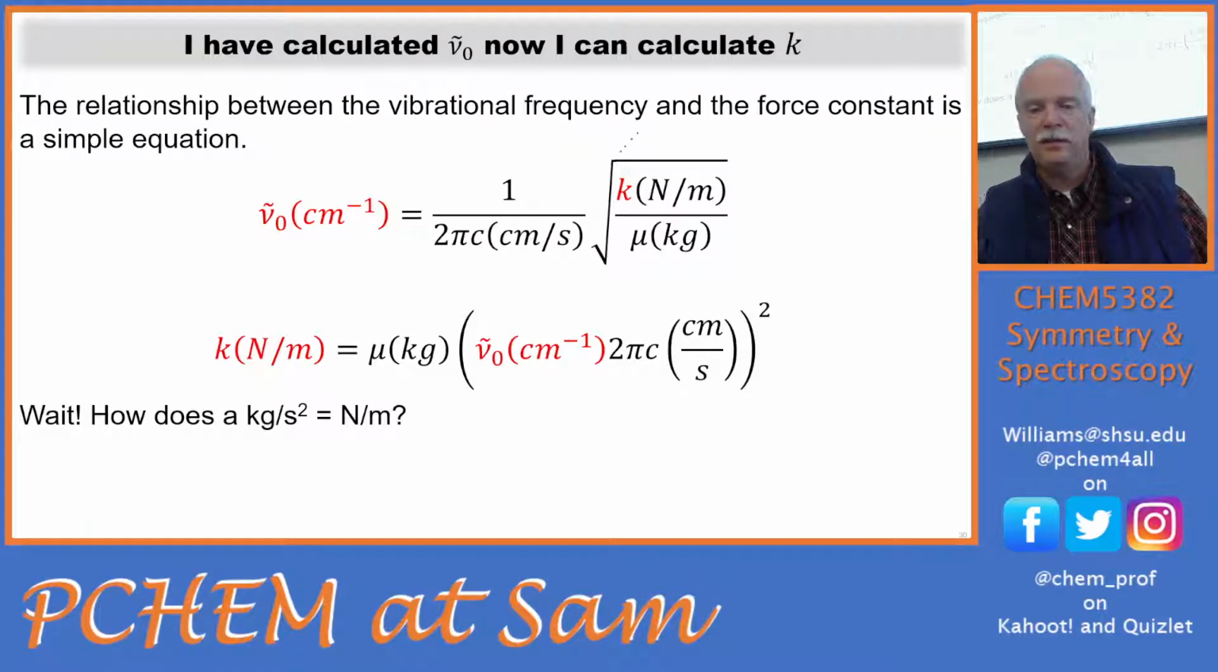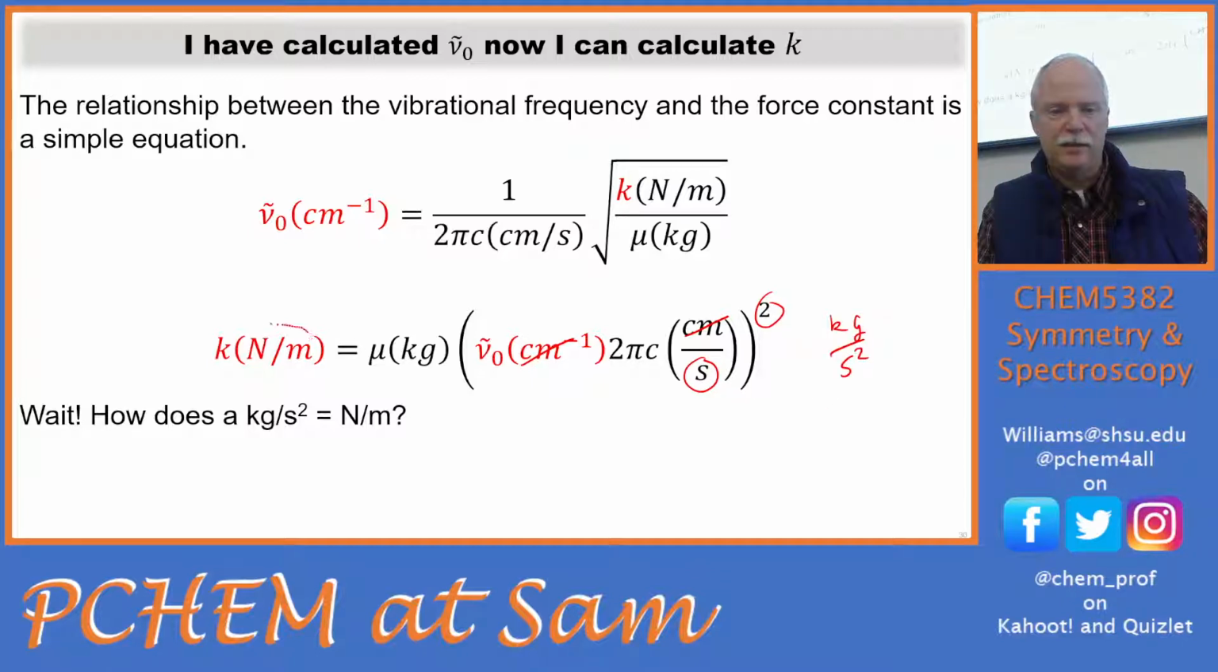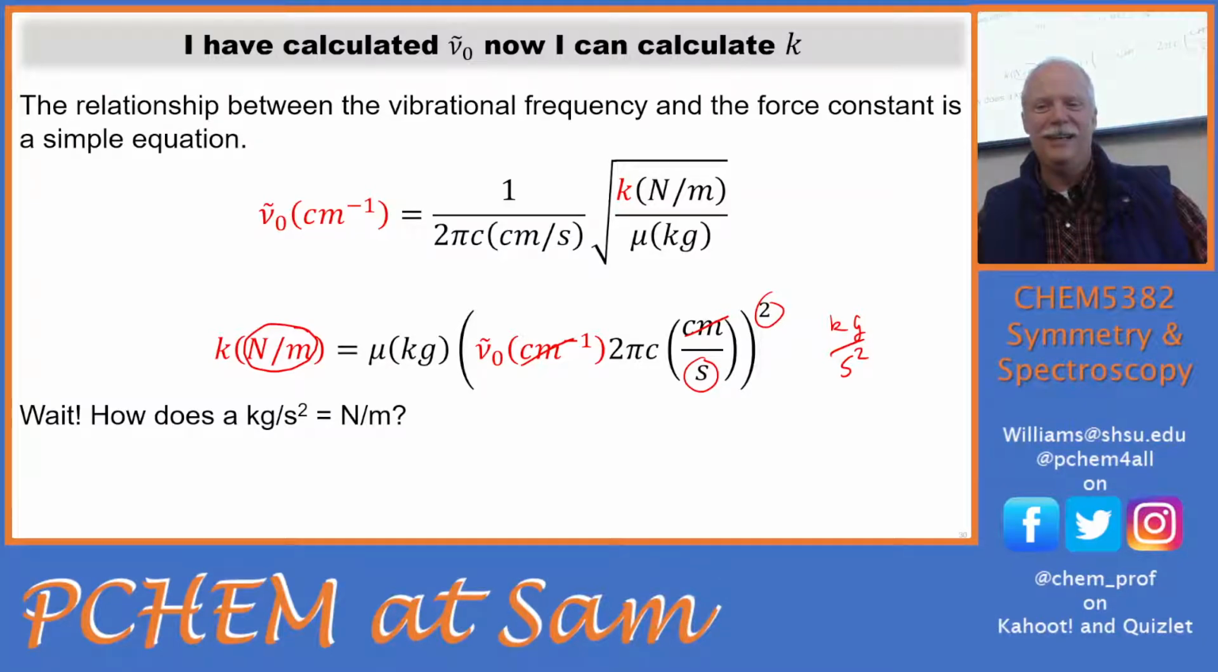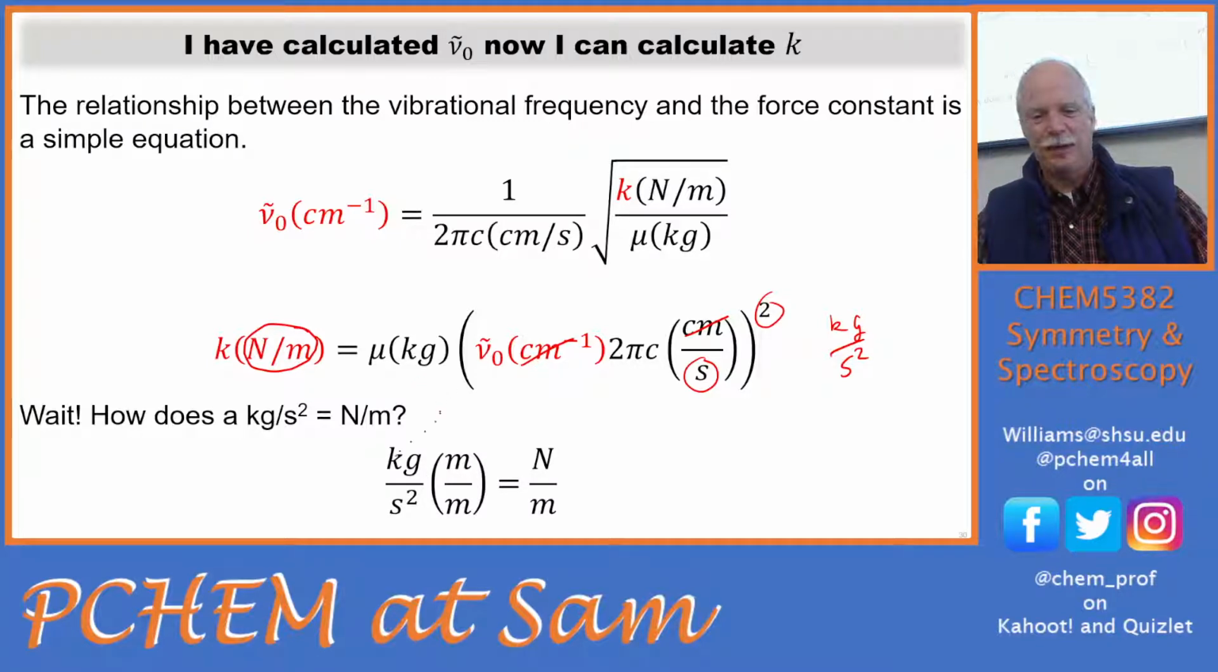Now, if we look at the units, okay, our centimeters here, our wave numbers cancel with the centimeters per second in terms of the speed of light. And so we end up with per second here squared. And so our units are kilograms per second squared. But this is newtons per meter. So multiplied by 1 meter over 1 meter. Yeah, you already got it. Yeah, so he's giving away my secrets. Okay, so how do we get to newton per meter? Okay, so if we just multiply by 1, a meter over a meter, then this piece right here is a newton.